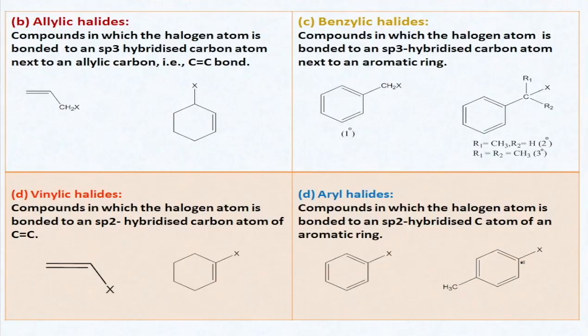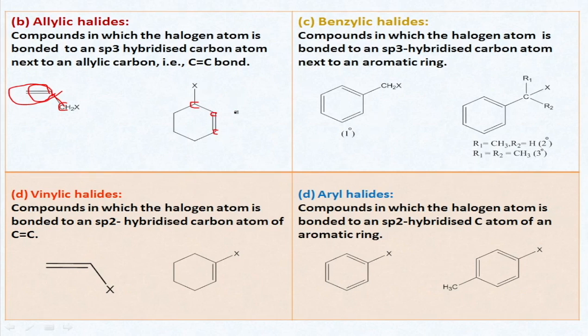Allylic halides are compounds in which the halogen atom is bonded to an sp3 hybridized carbon next to an allylic carbon. This is a C double bond C, an alkene, bonded to a carbon. That carbon is the allylic carbon. So C double bond C, then a single bond, and the halogen is bonded to it. That is an allylic halide.